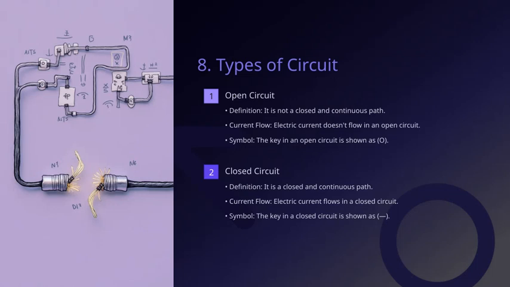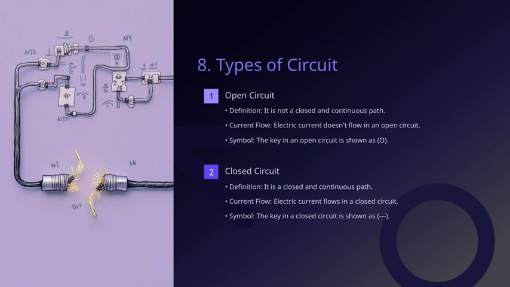Let's take a closer look at the two main types of circuits. First, we have the open circuit. An open circuit is essentially a path that is not closed or continuous. This means that electric current cannot flow through it because there's a break somewhere in the path. Think of it like a switch that's turned off or a broken wire. The symbol for an open circuit is shown as an O, which helps us quickly identify it in diagrams.